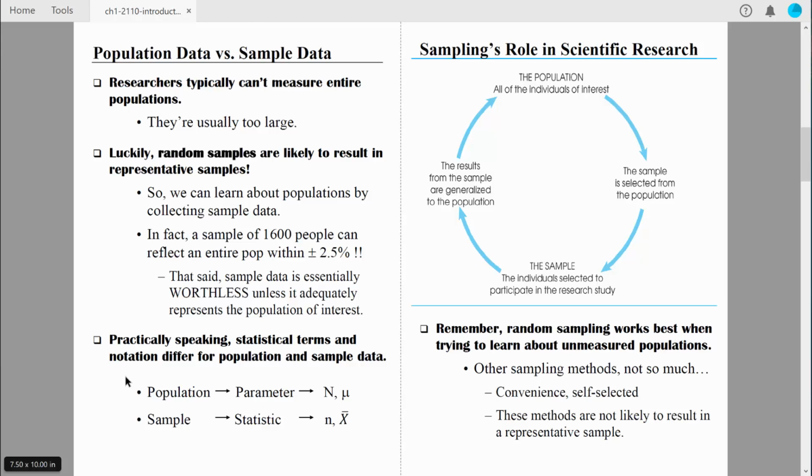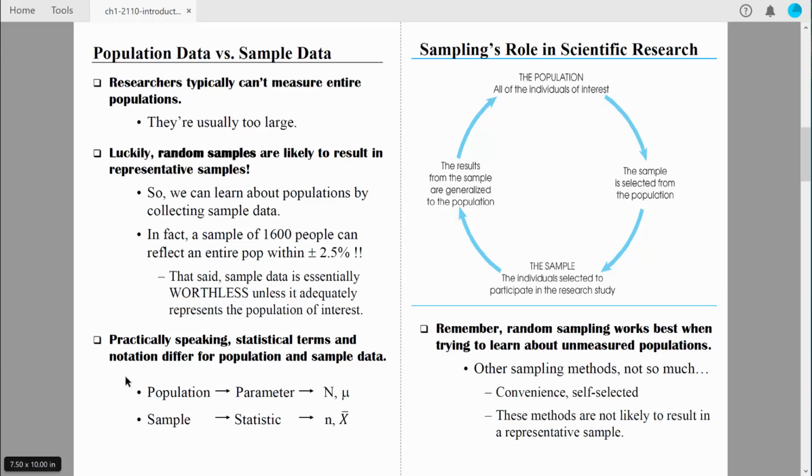Now, practically speaking, we use some different statistical terms and some different notation when we're talking about data that derives from a population or a sample. Let's talk about that next. Information that comes from a population is known as a population parameter. And information that comes from a sample is known as a sample statistic. Let me give you a couple quick examples.